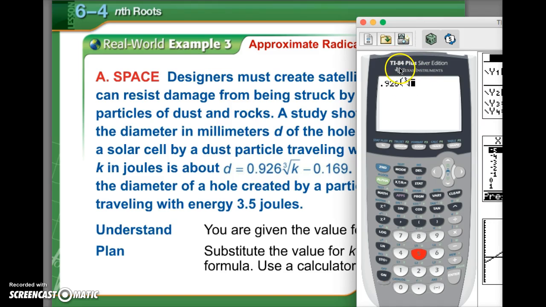If you don't have an 84 Plus, if you only have the 83 Plus, it won't put the 3 up there. But if you have an 84 Plus, it will put the 3 there. Our k value is what goes under the cube root. That was 3.5, so we're going to type 3.5. Then I need to get out of my cube root by closing the parentheses, and then I'm going to subtract the 0.169. Hit enter. Our answer is 1.2369.